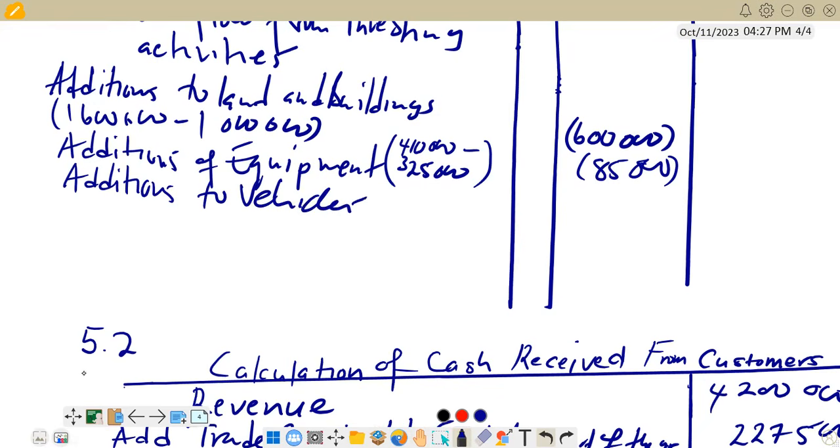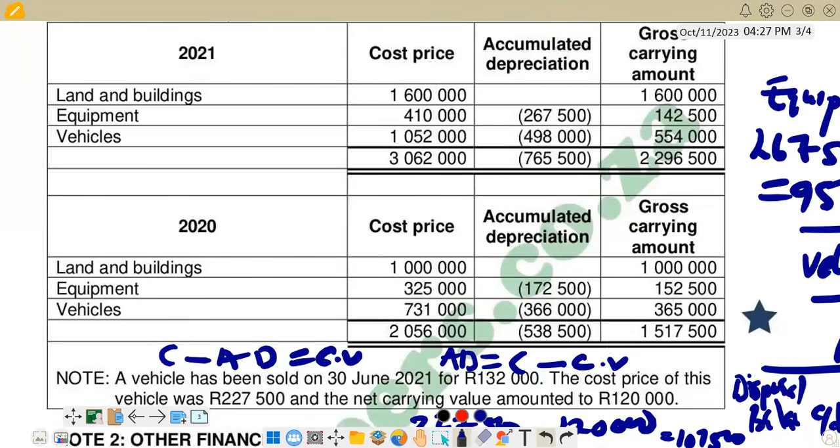Right, we go to the question to try to find out how we can find these additions to vehicles. Remember, we are given that, so to find the amount of additions, you can use the formula there. We cannot do it the same way we did on equipment, because on equipment we applied that formula, the recent balance of cost price of equipment, then we subtracted the previous balance of cost price of equipment. Here we're not going to do that because there's a disposal that took place here on 30 June 2021. So we need to put that disposal in the formula.